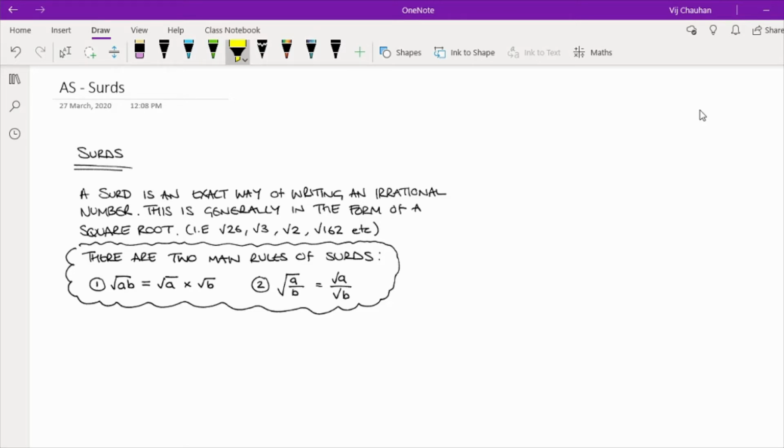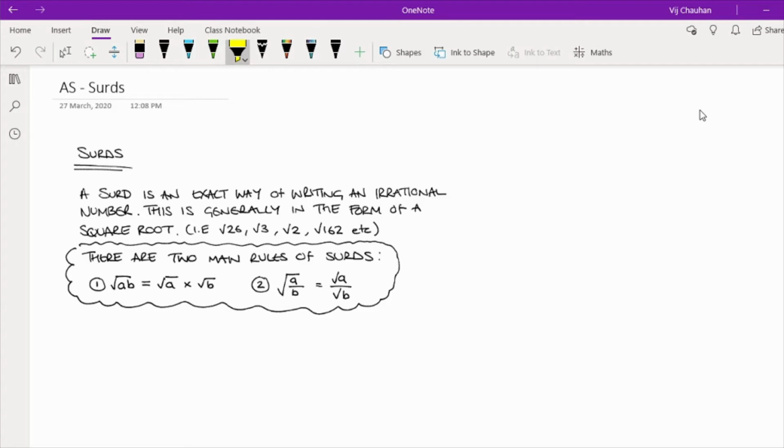As it says there, a Surd is an exact way of writing an irrational number, and this is generally in the form of a square root. If you have one of these more modern calculators and you work out a question, you might find that your calculator automatically gives you the answer as a Surd, because it gives it to you in its exact form. You just have to press the S-D button and it will convert it to a decimal.